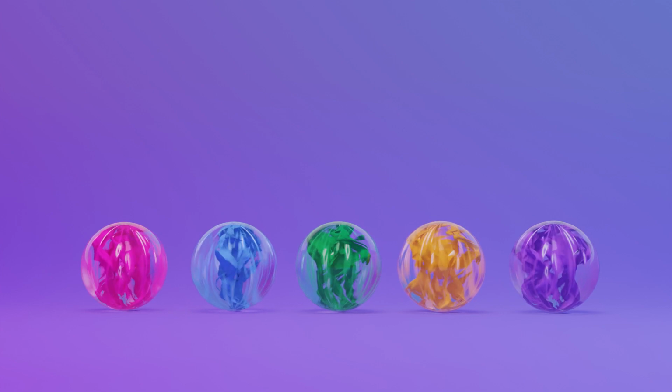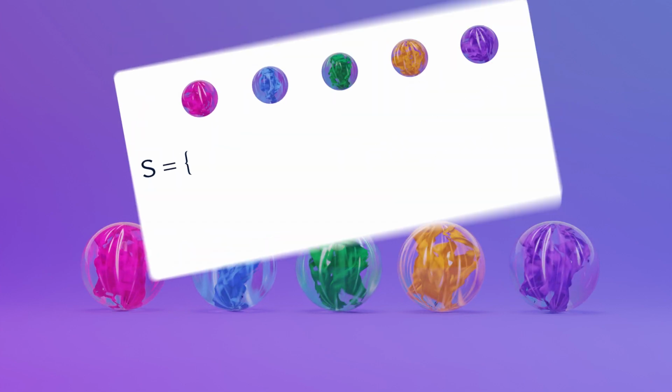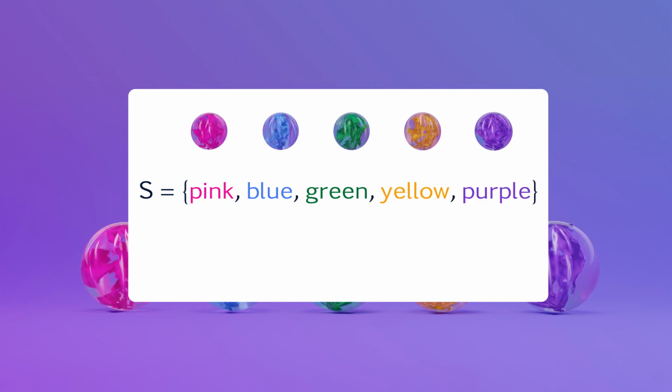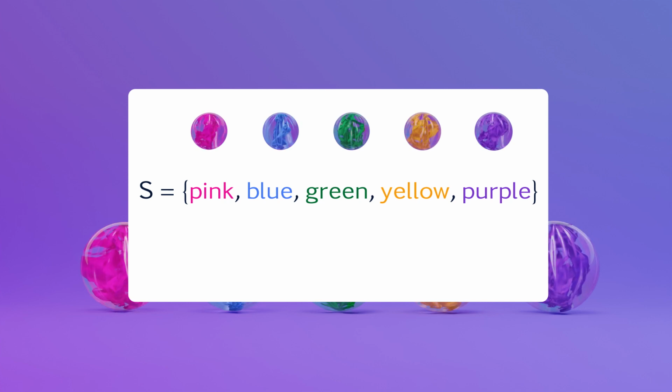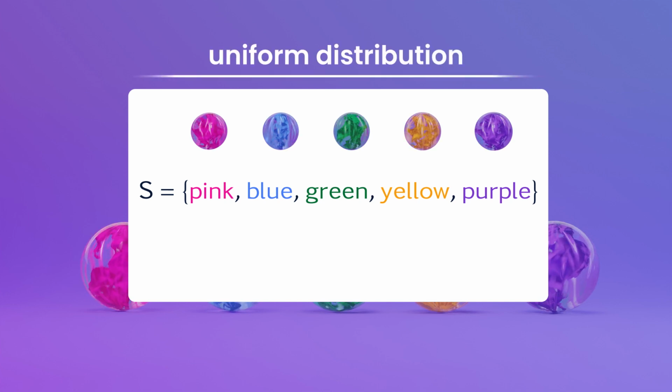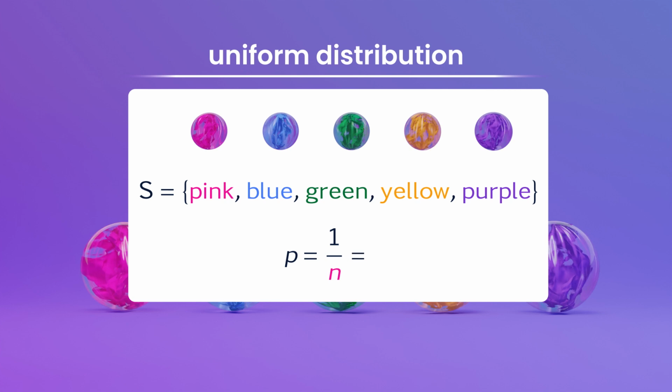You have 5 marbles which all have different colors: pink, blue, green, yellow, and purple. You're going to find the probability of picking a given color at random. Because there is just one marble of each color, there is only one favorable outcome for every color. This makes it a uniform probability distribution. There are 5 marbles in total, so the probability of picking a marble of any given color is p equals 1 over 5.